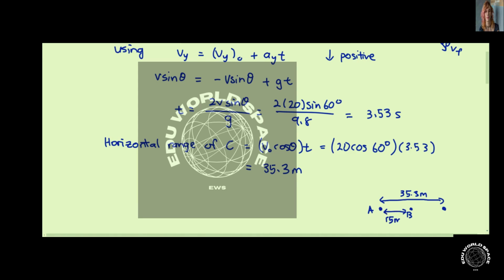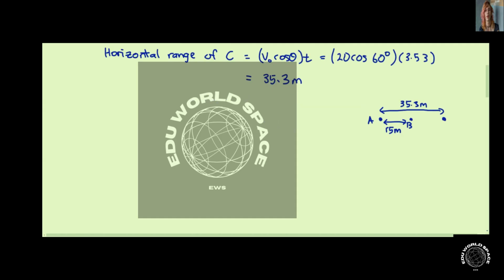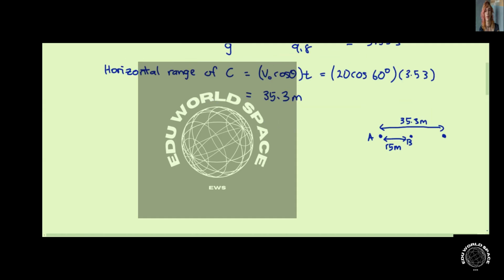Okay, so the speed of B required will be the distance divided by time. The distance will be 35.3 minus 15. The time will be 3.53 seconds. Calculate this, you get 5.76 meters per second. Okay, so this is the answer for the first question.